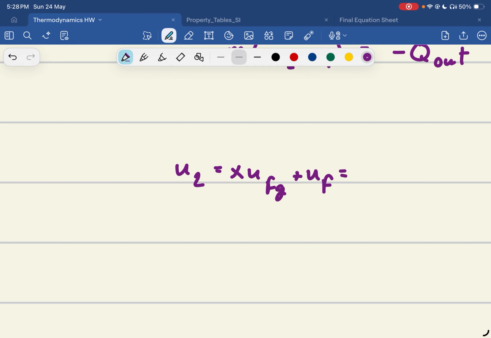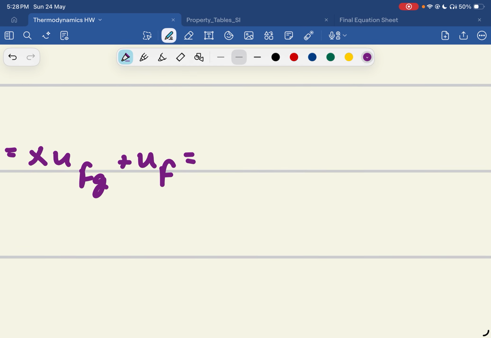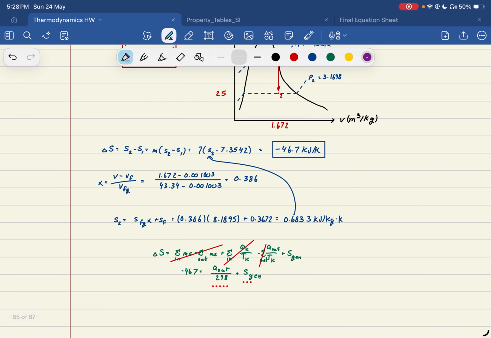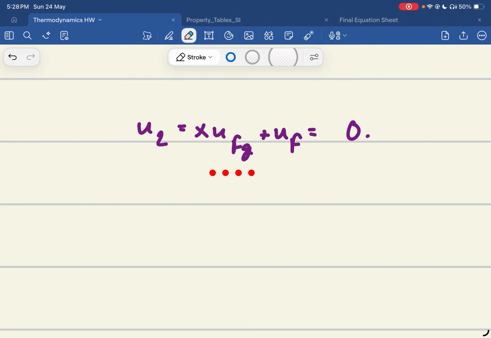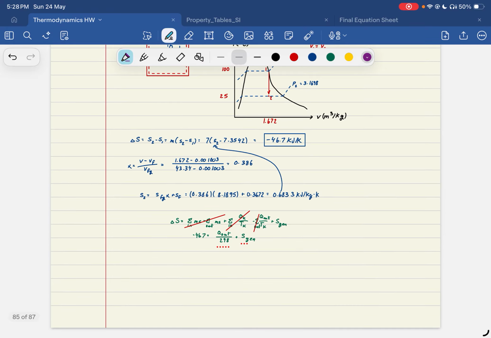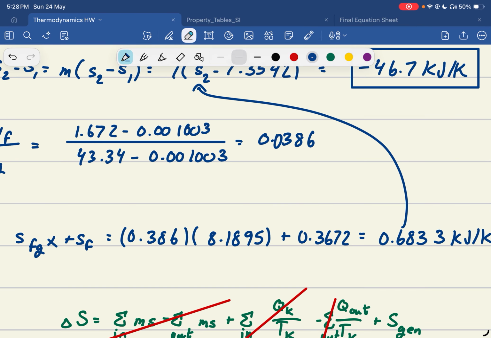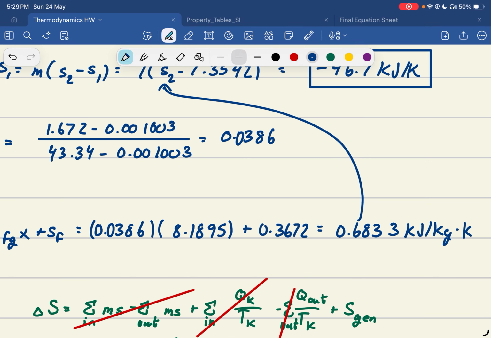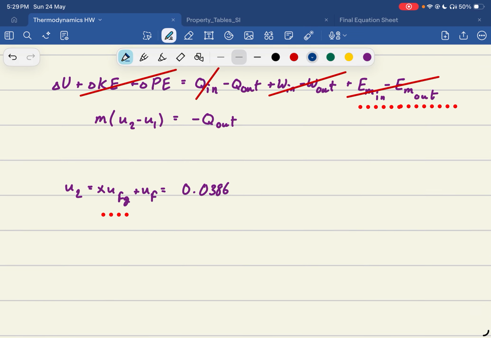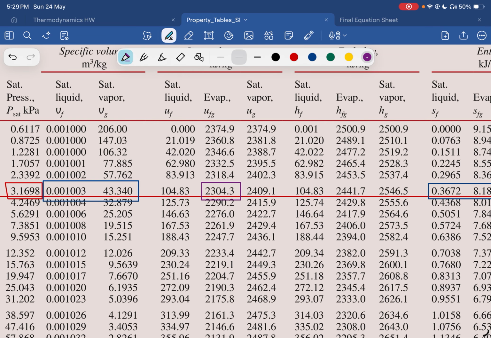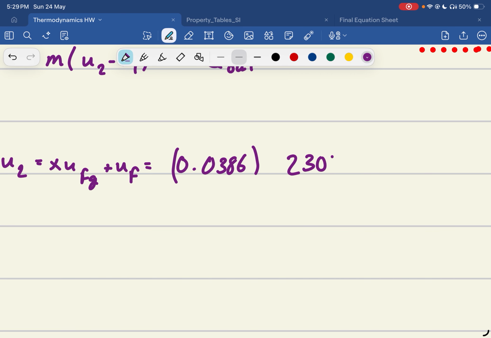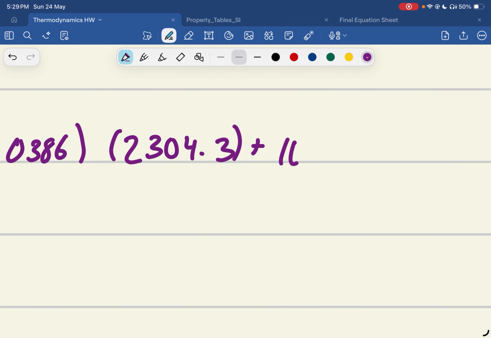And that would be, so let me just write that down. So what was the value? 0.386. Oh, it's 0.08386. Let me fix this. Did I get that wrong? Yeah, I just missed the zero, sorry. And okay, so 0.086 times our 2234.3 plus 104.83.